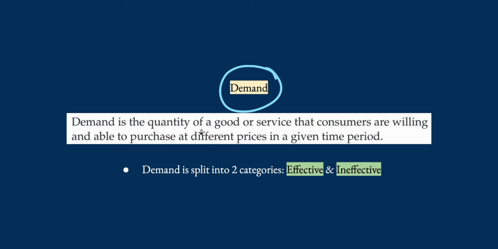Demand is the quantity of a good or service that consumers are willing and able to purchase at different prices in a given period of time. So just breaking this down a little bit, this pretty much just makes sense, okay? Demand is measured by quantity, okay? Demand is to do with a good or a service that consumers are willing and able to purchase, okay?